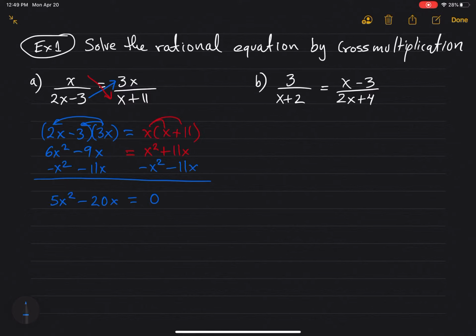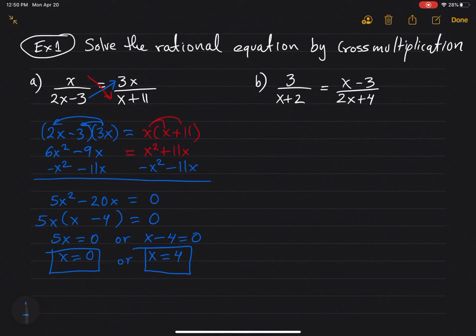The way to solve this kind of quadratic equation is by factoring the greatest common factor. On the left side, 5 divides both 5 and 20, and they both have at least an x in common. So we factor out the 5x and we get x minus 4. By the zero product property, if two numbers multiply to 0, that means either the first factor is equal to 0 or the second one is equal to 0. Solving for x, 5x equals 0 gives x equals 0, and x minus 4 equals 0 gives x equals 4.